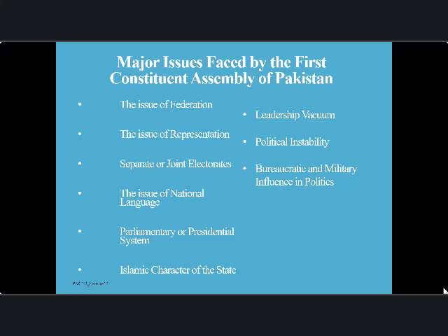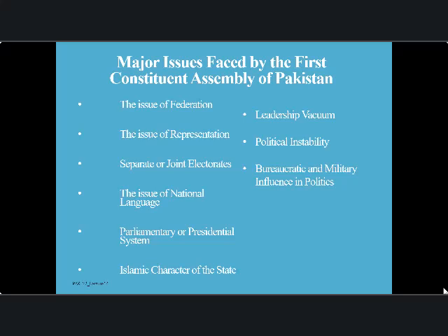Therefore, the leaders from East Pakistan argued that representation in the national legislature should be based on population, which would naturally give them a majority. However, politicians from West Pakistan were concerned that population-based representation would allow East Pakistan to dominate the central government. To avoid this situation, they proposed the principle of parity, which meant equal representation for both wings regardless of population.